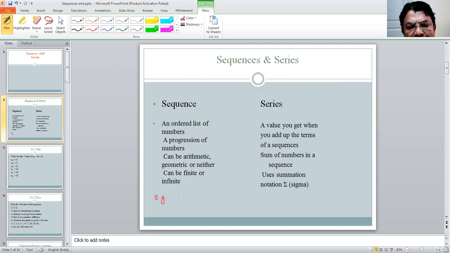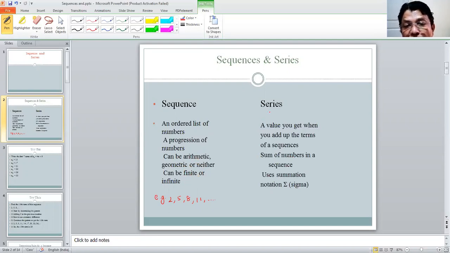It can be something like this: 2, 5, 8, and so on, and 11, and so on. Now, it can be arithmetic, geometric, or neither. A sequence can be either an arithmetic progression, or a geometric one, or it can be neither of them, and it can be finite or infinite.